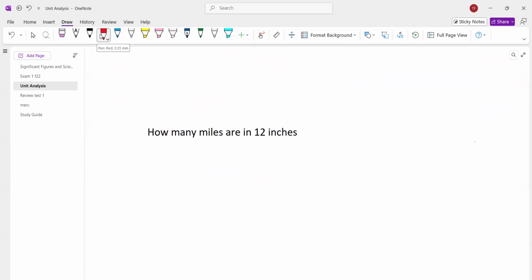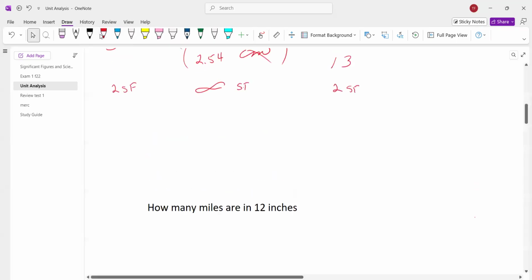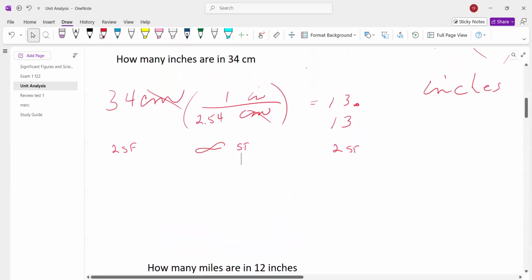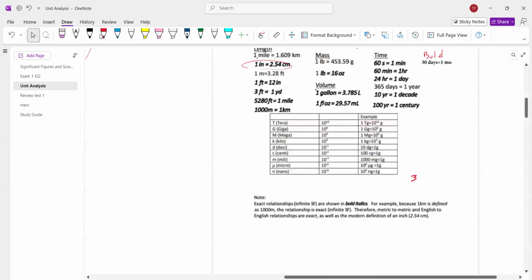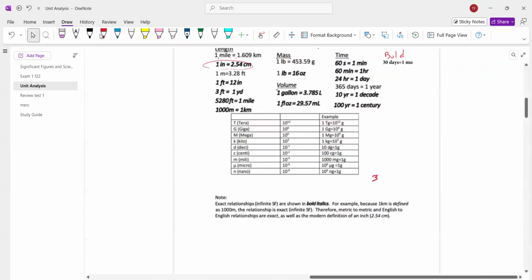Okay. How many miles in 12 inches? Well, 34 is how many sig figs? 2. 1 inch is bold-faced, 2.54 centimeters, which means it's infinite.